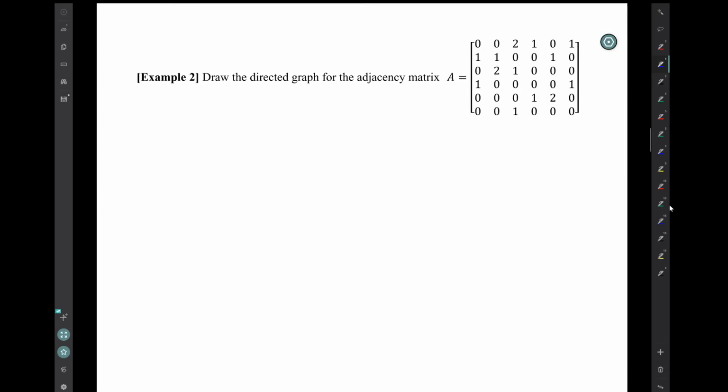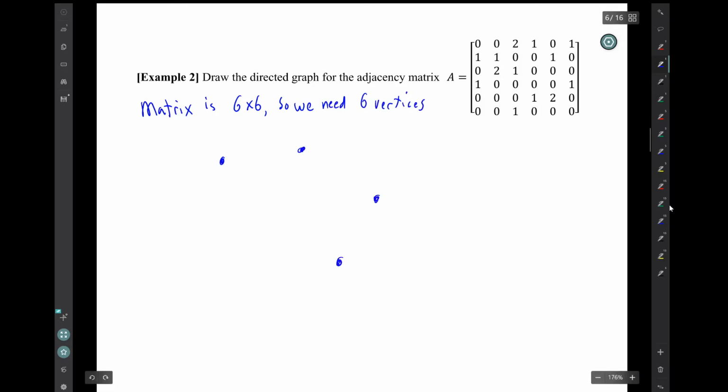Example 2. Draw the directed graph for this adjacency matrix. Well, notice that this matrix is a 6 by 6 matrix, so we need 6 vertices. I'm not going to think too much about how to arrange the vertices. I'm just going to put them in a circle. So there are 6 vertices. Let's get to work.